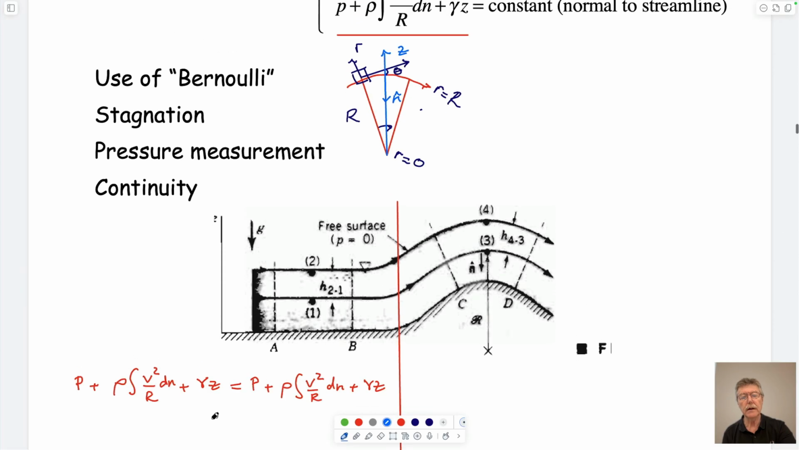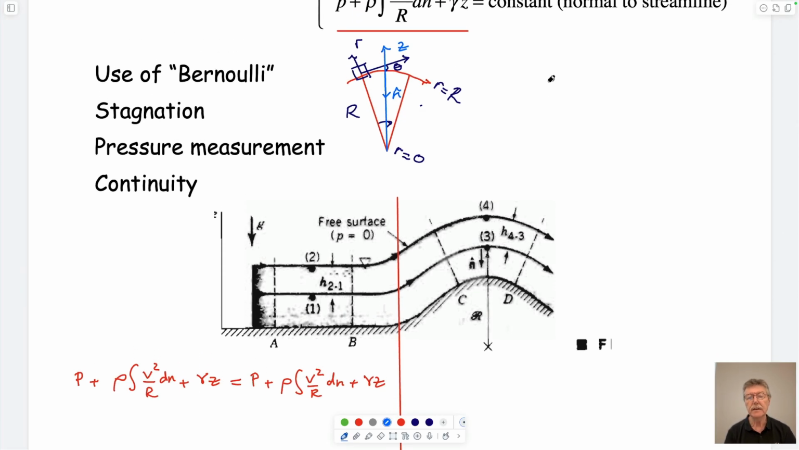And so in this particular case, if Z is acting upwards and N is acting downwards, then dn is equal to minus dz. Oops, sorry.